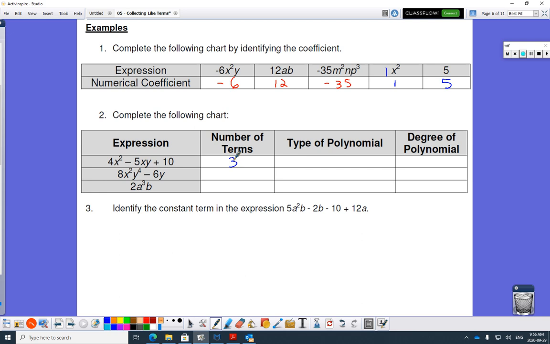How many terms does the second one have? 2 terms. And how many terms does that last one have? 1. Oh, type. Do you remember the names? 3 terms. What was the name of that when it had 3 terms? Trinomial, like tricycle.